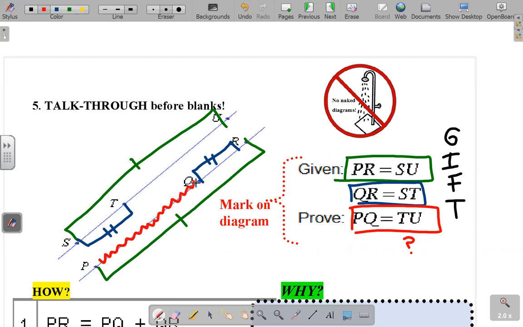Hey, kiddos, what's going on here? I don't even know this much. Okay, question mark. Question mark.